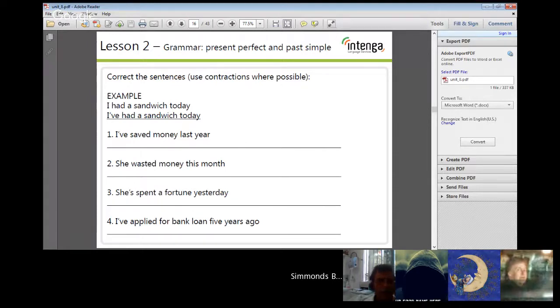Okay. And number 3, she's spent a fortune yesterday. You've got to use the past simple. Exactly. She spent a fortune yesterday. We'll take off the apostrophe S, which is has for the present perfect. This we don't want. And this last sentence, I'm not sure if you can see the very end. It says, I've applied for a bank loan 5 years ago. That's past simple too, because it's already finished. I applied. Exactly. I applied. Perfect. The ago isn't correct there.